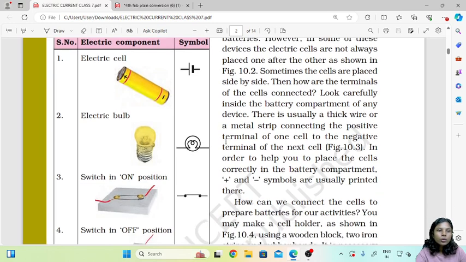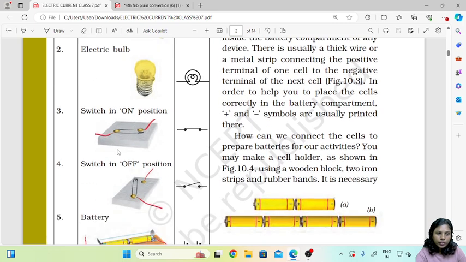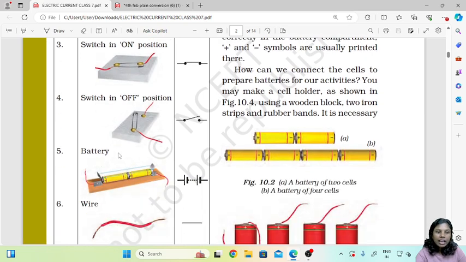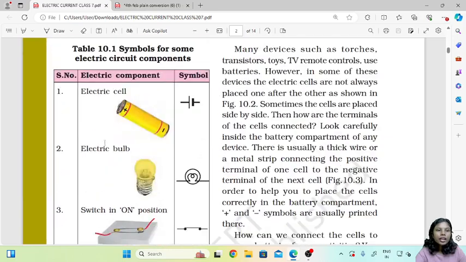First let us see what the electric components are for a complete circuit. Firstly we need to have the electric cell that will be the source of power. Then we will have the electric bulb. Then we'll have switch on and switch off. Then we'll have the battery and then we'll have the wires. Now these are the major components of an electric circuit.